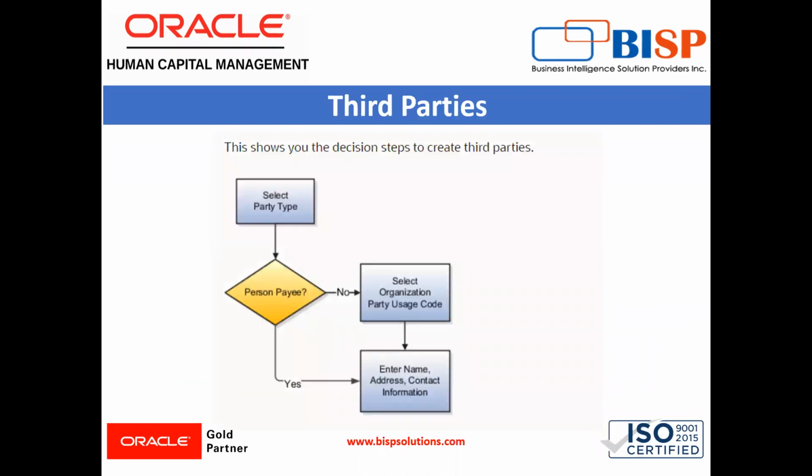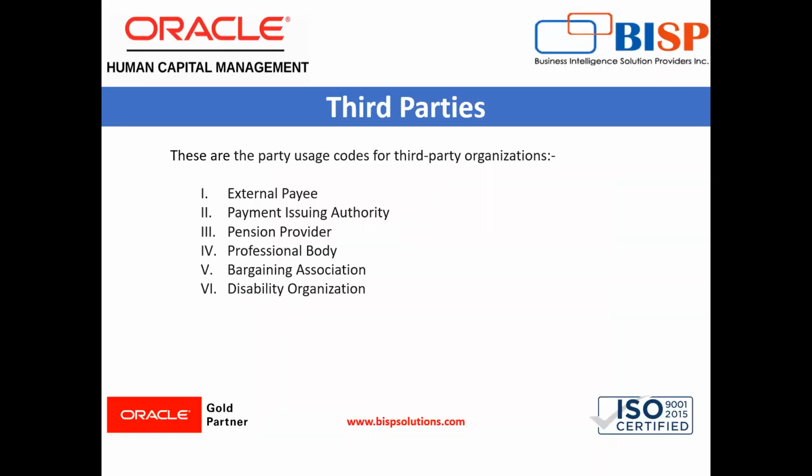This shows you the decision steps to create a third party. First, you have to select the party type, person. If yes, then enter name, address, and contact information. And if no, select the organization and select the party usage code according to your requirement. So when you select the organization under the party type, we have to assign a party usage code. These are the party usage codes for the third party organization.